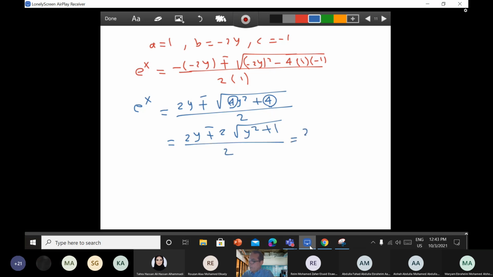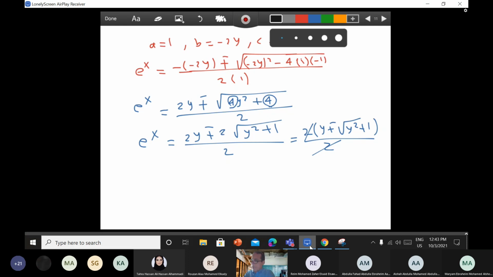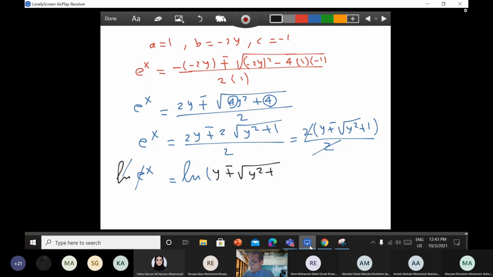Now I can get 2 as a common factor. Now I can cancel out this one, this one. This is e to the x. I would like to have x, so I get the inverse function ln. So ln for e to the x, they will cancel each other, right? So I have here ln for y plus or minus root square of y squared plus 1.